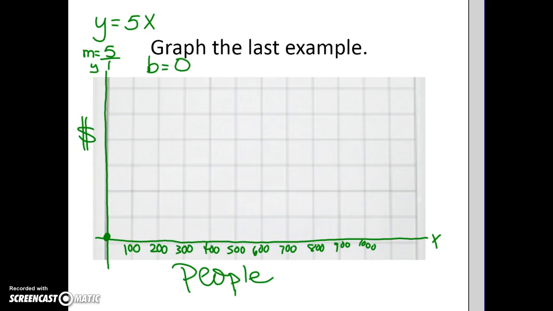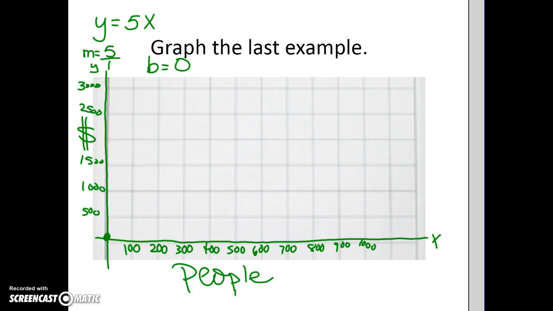5 times 100 is 500. So I'm going to count my y values by, let's say, 500. So there's 500, 1,000, 1,500, 2,000, 2,500, and 3,000. And we're just going to graph what's going to fit.